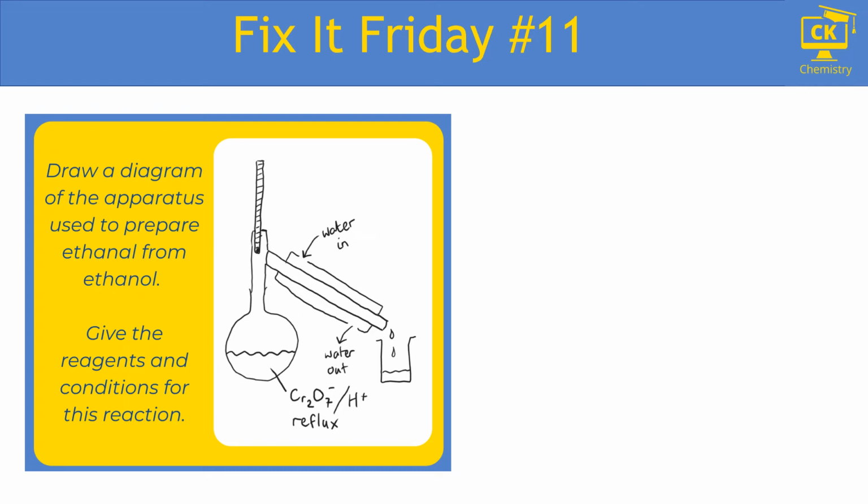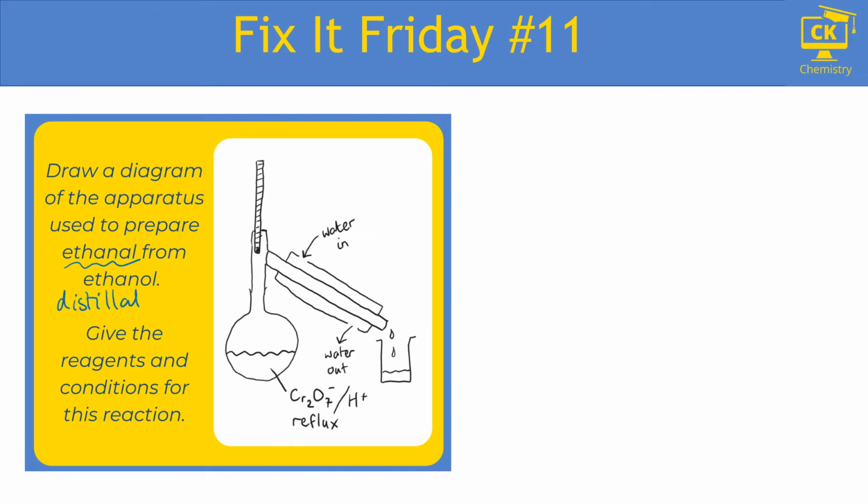Welcome to Fix It Friday, and this week we're looking at apparatus diagrams, in particular in relation to organic chemistry. So two diagrams we should always be able to draw are reflux and distillation. So the question is asking for a diagram of the apparatus used to prepare an aldehyde from ethanol. So distillation is the correct apparatus to be drawing.